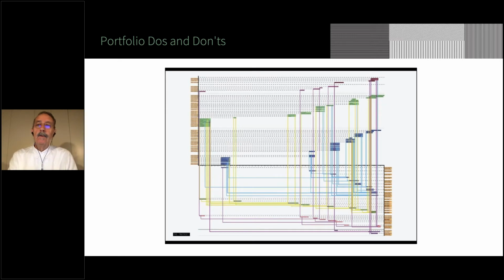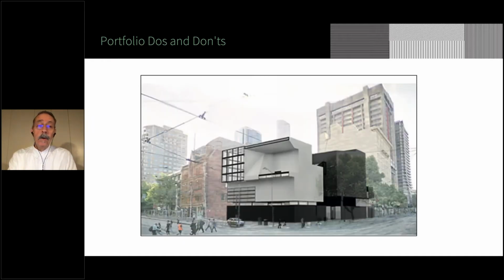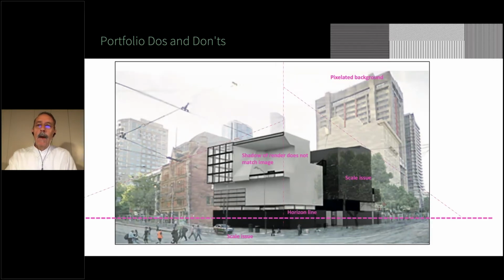A page full of a chart where we can't even read the words, so we have no idea of how this is helping or what this is giving us information on. Again, a rendering, it looks okay, the design might be okay, but there's just so much that's wrong with it. So if you look, the background is pixelated, the shadows don't really match with the image.